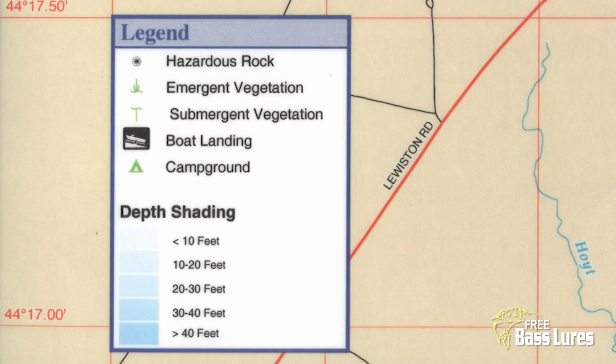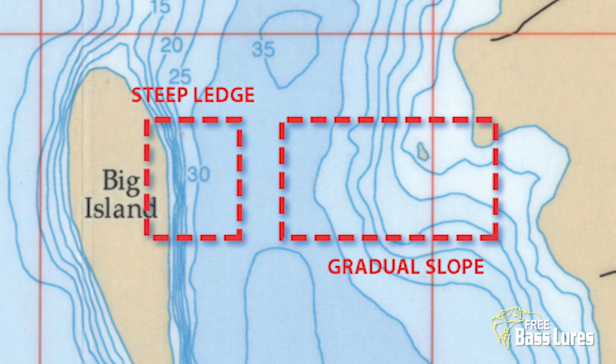Every map should have a legend that specifies the depth breakdown of the lake by color and other important information as well. To understand lake depth, the closer the lines are to each other, the steeper the slope. Lines that are farther apart means it gradually slopes.